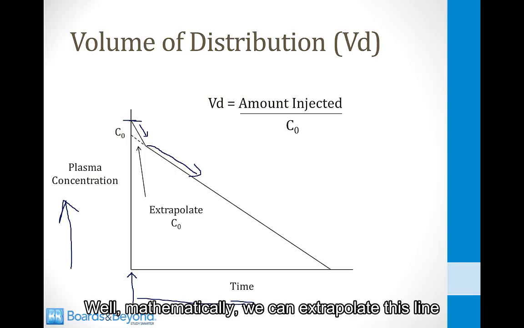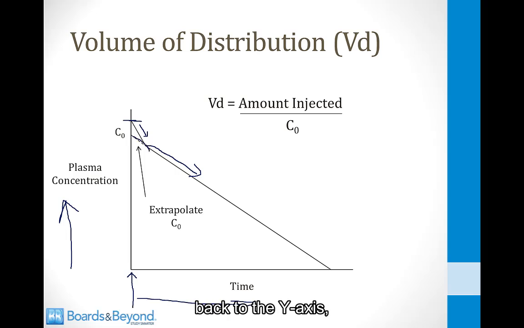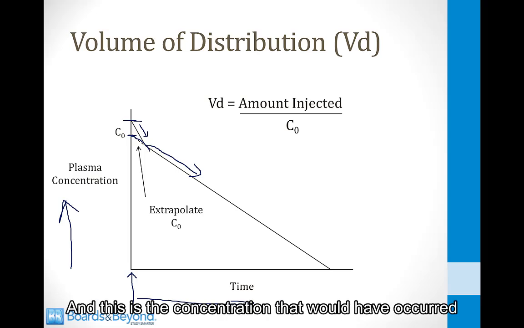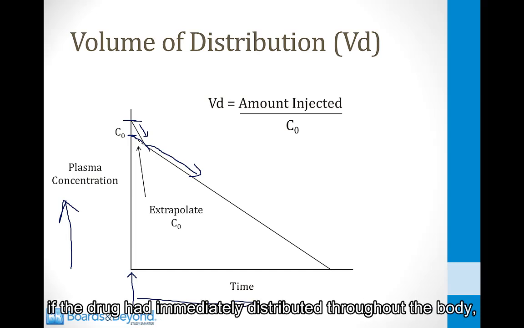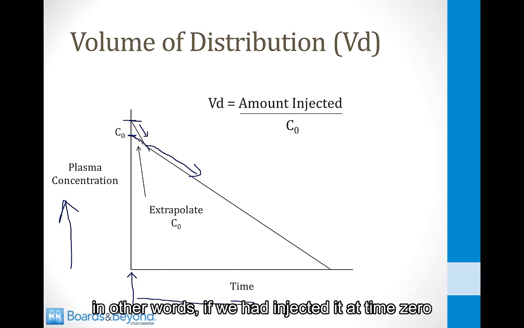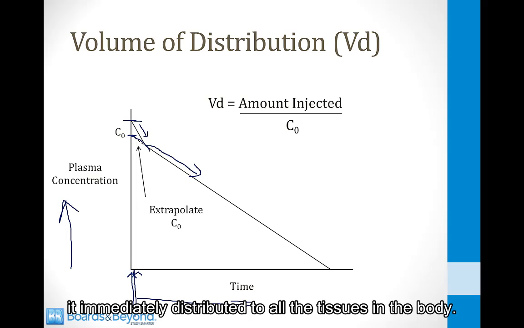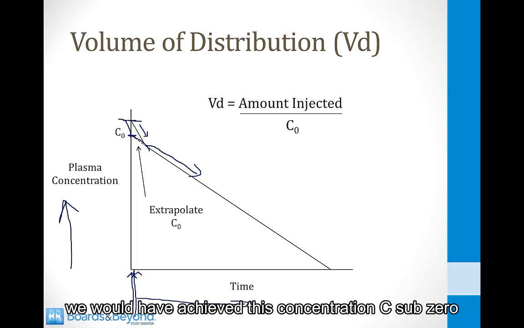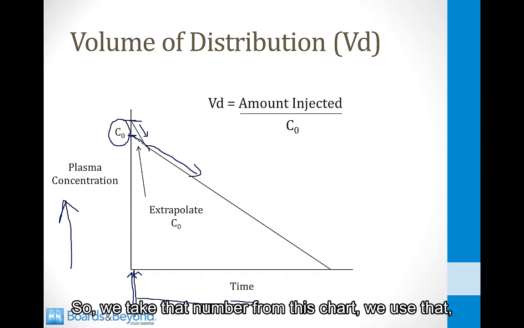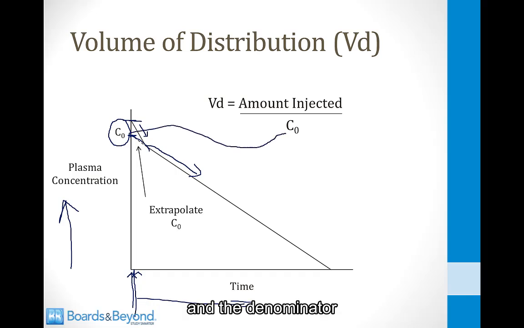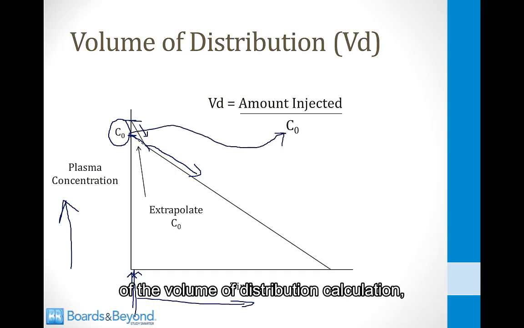Well, mathematically, we can extrapolate this line back to the y-axis and find this C sub 0 point right here. And this is the concentration that would have occurred if the drug had immediately distributed throughout the body. In other words, if we had injected it at time 0, like I've shown right here, and there was no time required for distribution, it immediately distributed to all the tissues in the body. If that had happened, we would have achieved this concentration C sub 0 right after we injected. And so we take that number from this chart, and we use that in the denominator of the volume of distribution calculation.